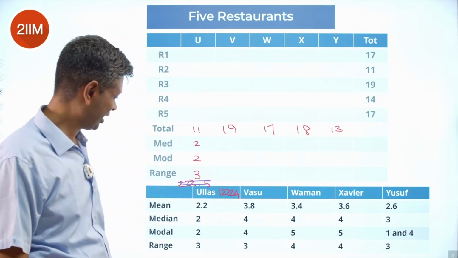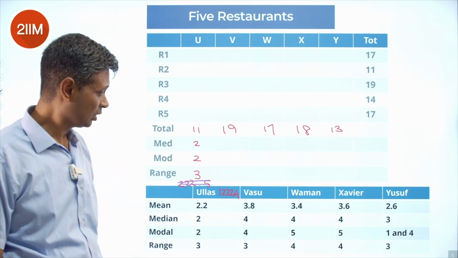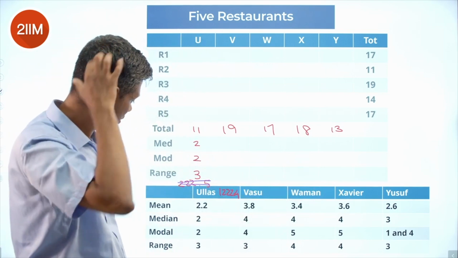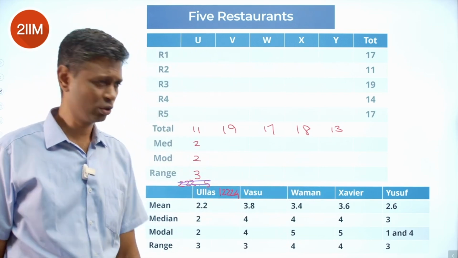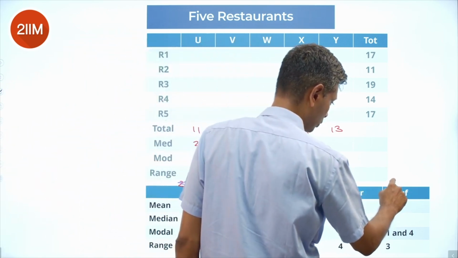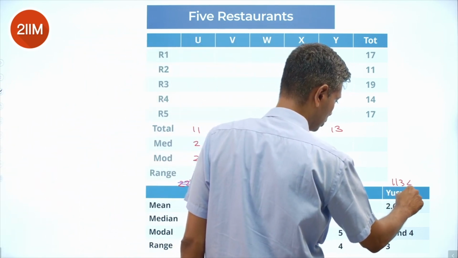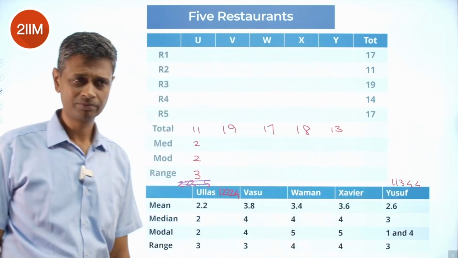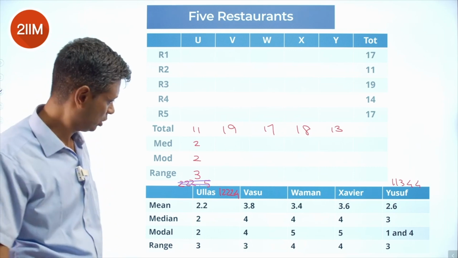Let's look at this next one. Vasu or Yusuf. Yusuf has modes as 1 and 4, median as 3, 2 1s, 2 4s and a 3. So I know what Yusuf has got. Yusuf has got 1, 1, 3, 4, 4. Adding up to 2, 5, 8, 10, 13. Lovely, that's done. All 5 numbers I've got.